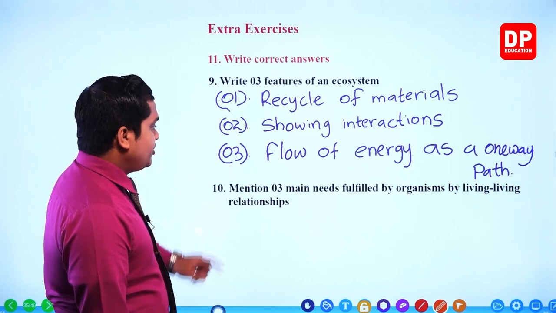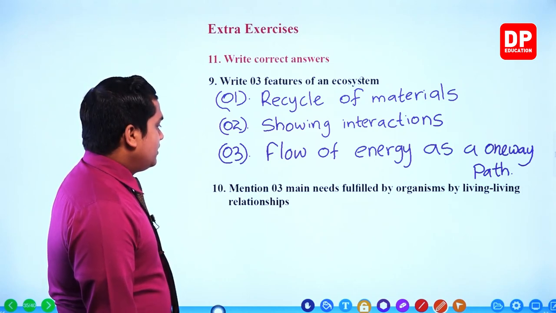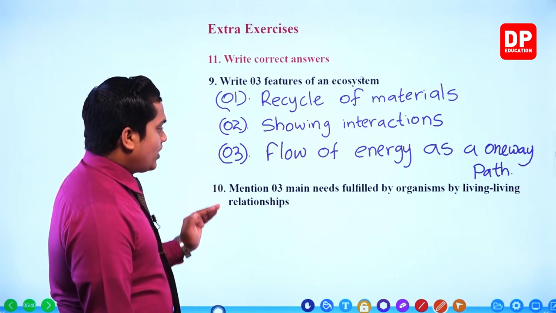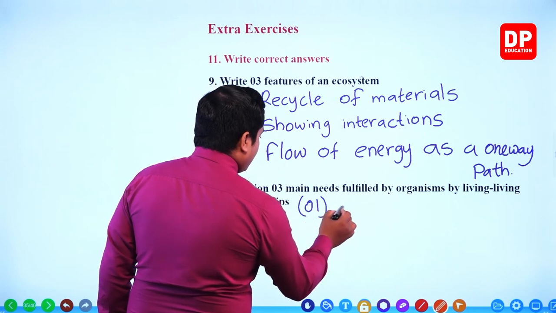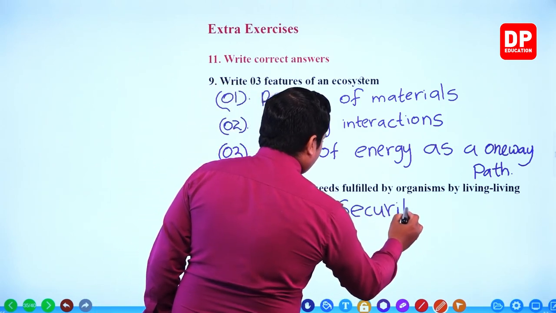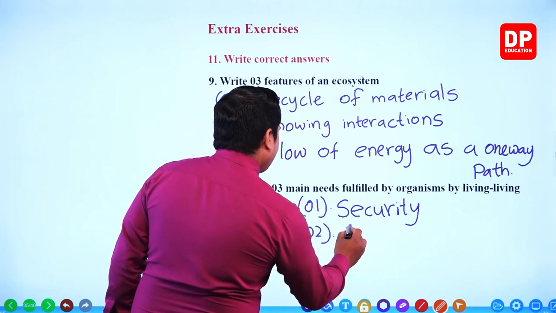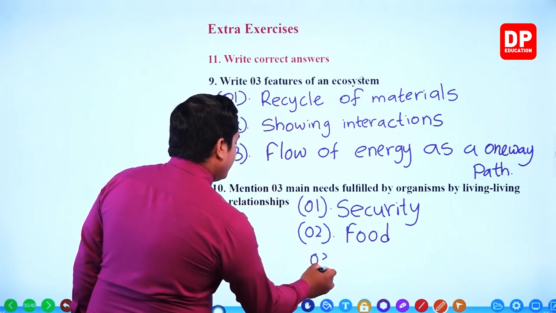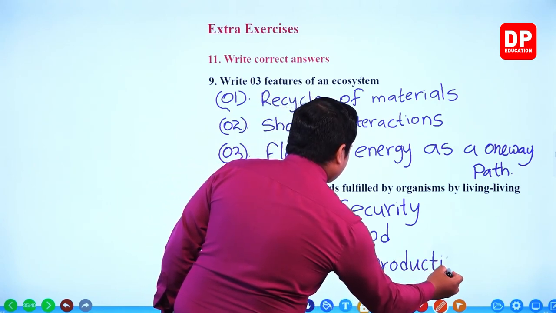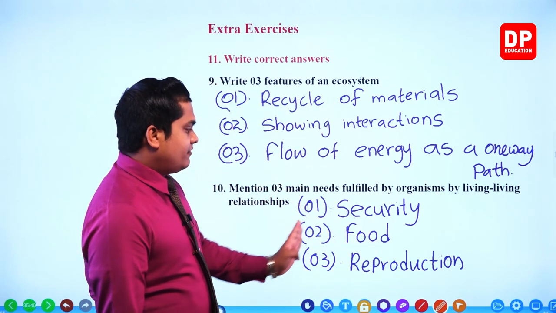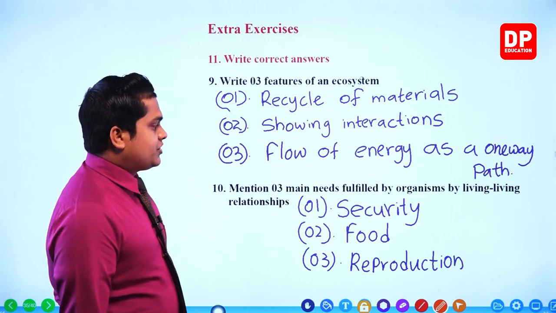Next one. Mention three main needs fulfilled by organisms through living-living relationships. What are the three main needs which are fulfilled? Very simple, my dear children. Number one, security. Number two, food. And final one, number three, reproduction. So security, food, and reproduction, all of these are fulfilled by organisms through living-living relationships.